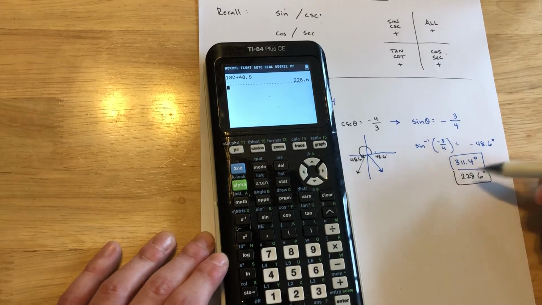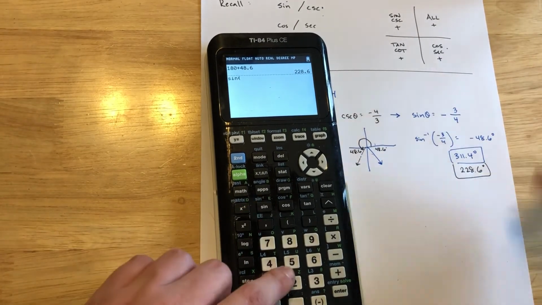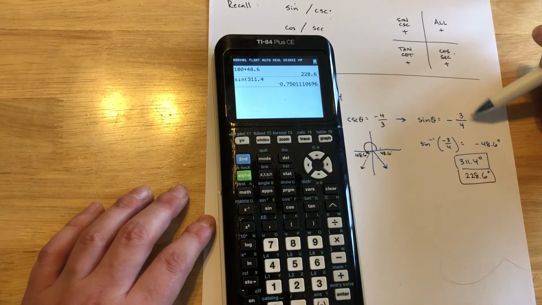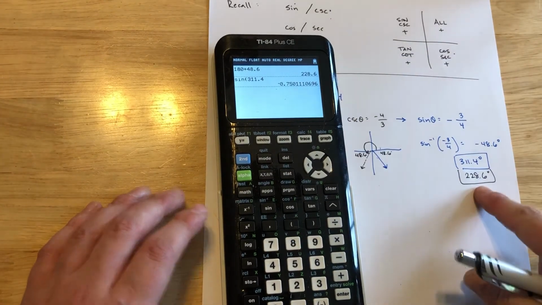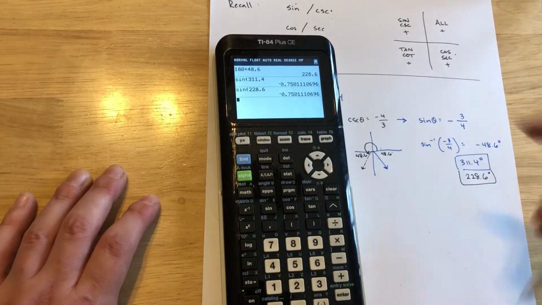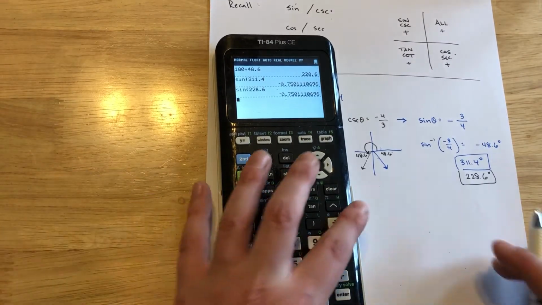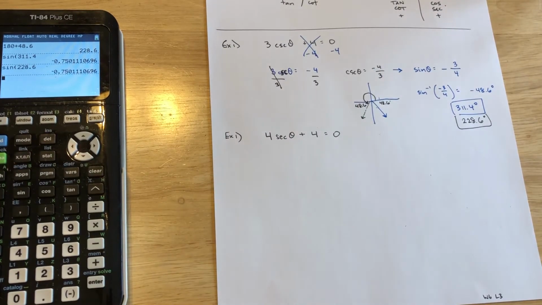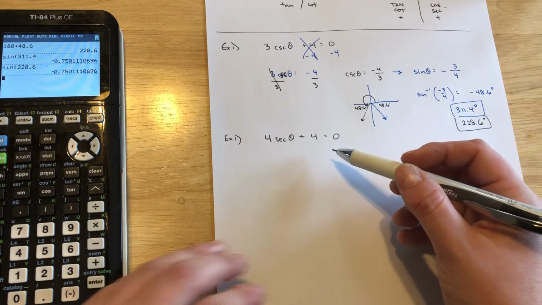So if we need to check these out, we're going to have to use sine. Sine of 311.4 gets us approximately negative 0.75, negative 3/4. And we can do the same with sine of 228.6. Same exact ratio. Okay. So if that's enough for you, you can head on over to Delta Math right now. Otherwise, we're going to do one more practice problem.